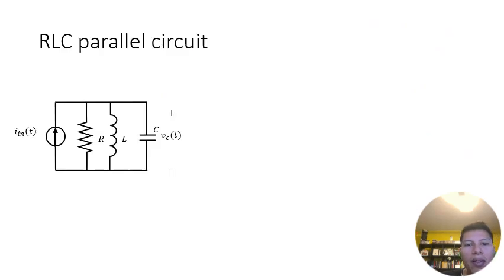Now we're going to look at the parallel configuration, which is our last circuit that we are looking at today. Here we have a current IR coming in here, and then we have a current IL coming in here, and then we have a current IC coming in here.